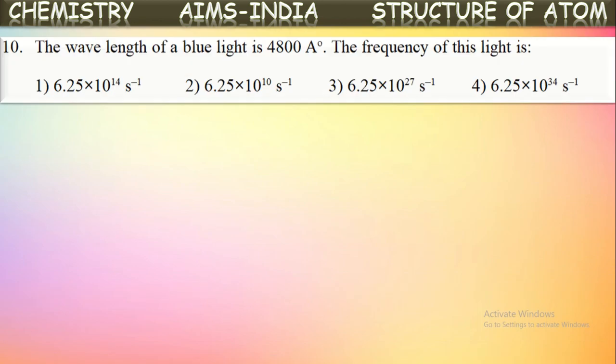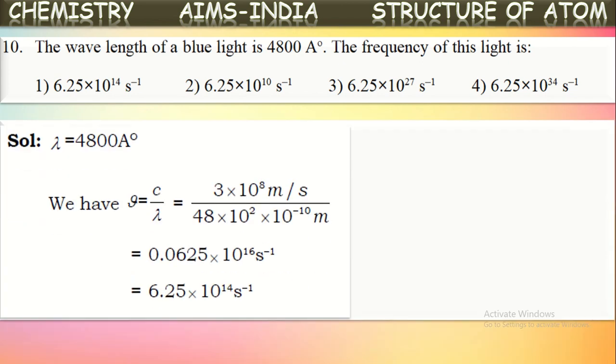Next question. The wavelength of a blue light is 4800 angstroms. The frequency of this light is? So what is given here? Wavelength lambda is given and we are asked to find the frequency. What relation do we have between these two? Let us see the solution first. See, we have nu is equal to c by lambda, where nu is the frequency, c is the velocity of light, and lambda is the wavelength.